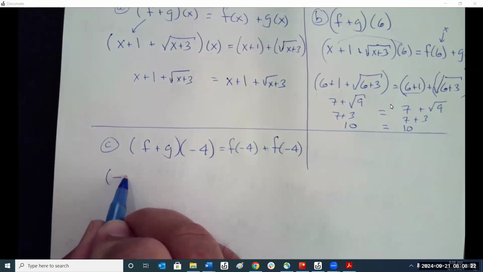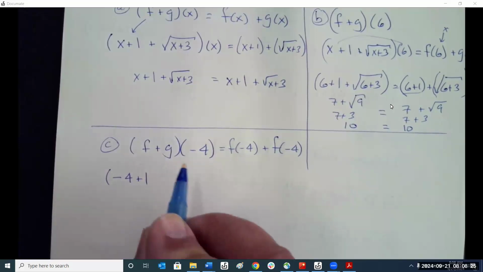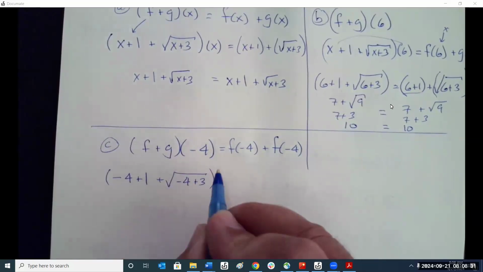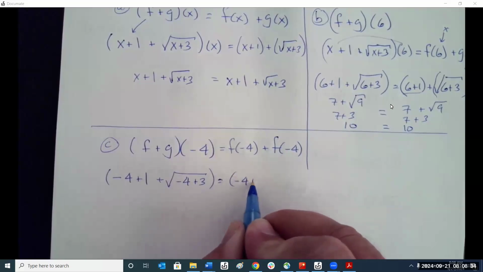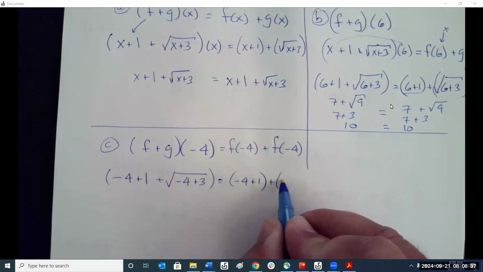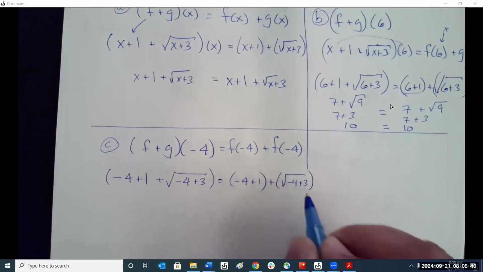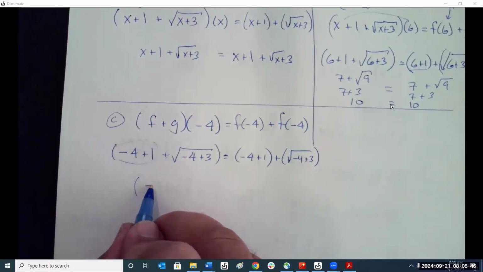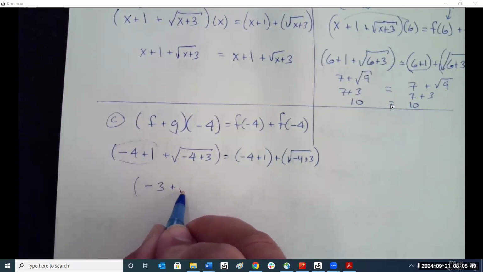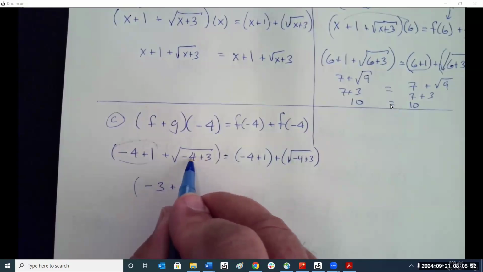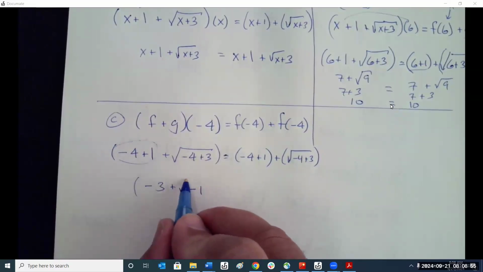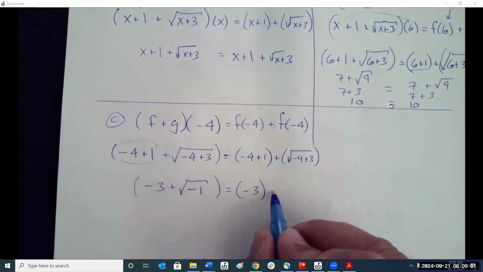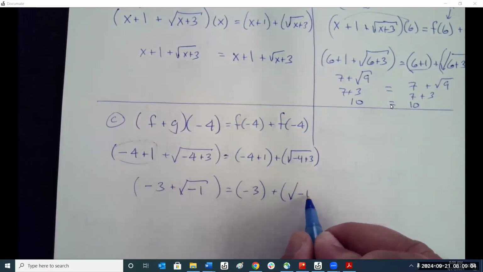So this side here is going to be -4 plus 1 plus the square root of -4 plus 3. -4 plus 1 is -3. -4 plus 3, since 4 is bigger, it's negative, 4 minus 3 is 1, so -1. So -4 plus 1 is -3, and the square root of -1.